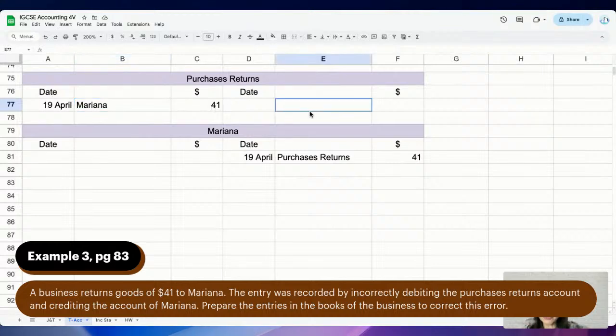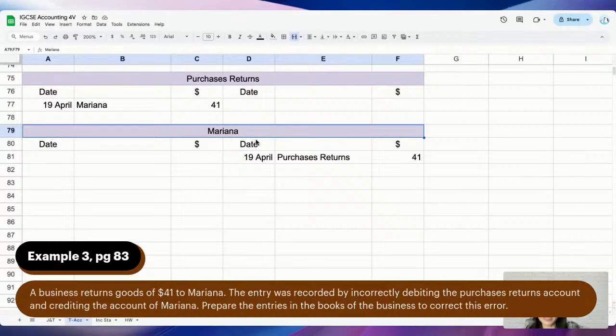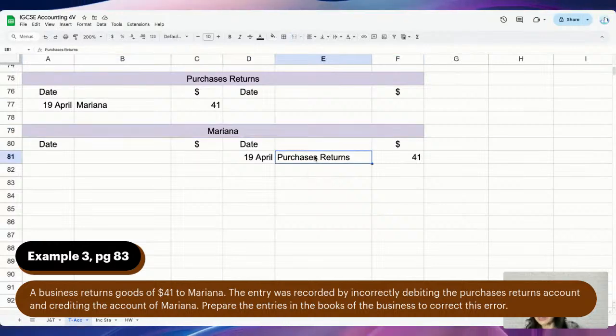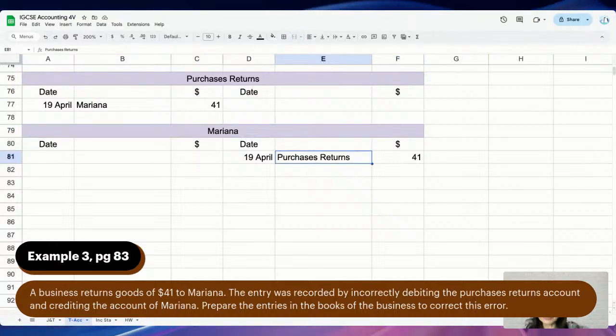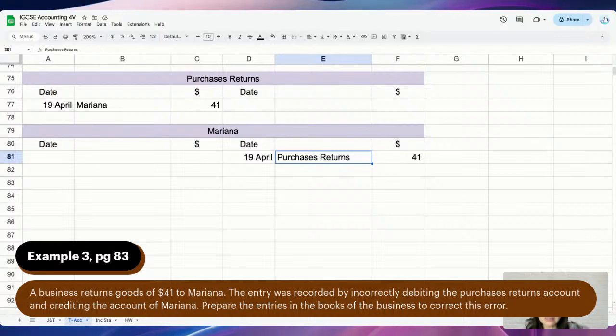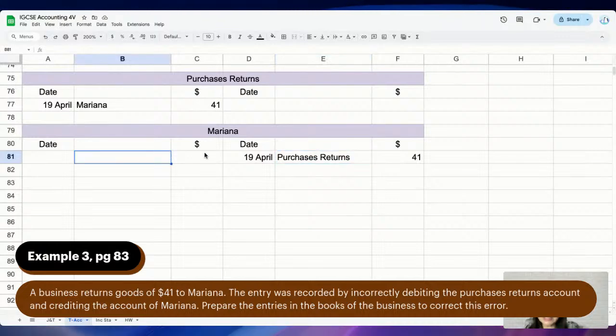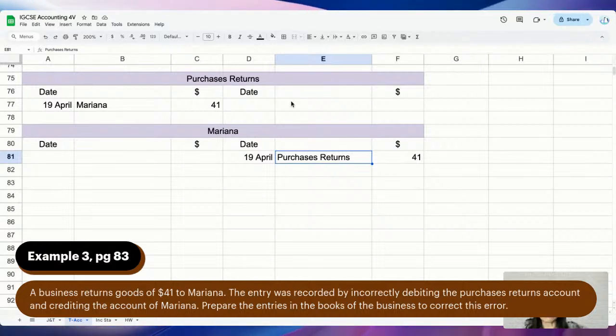By right debit, we go to credit. And the same goes to Mariana, which is a purchase return. Mariana returned goods. Mariana is my customer. So when my customer returns goods, it should be on the credit side, but not the debit side. So this is wrong, right? The debit and credit are already wrong. So how do we make this adjustment?